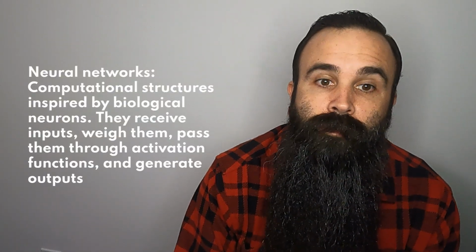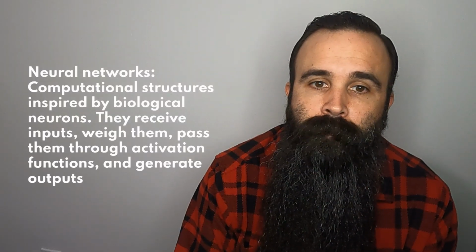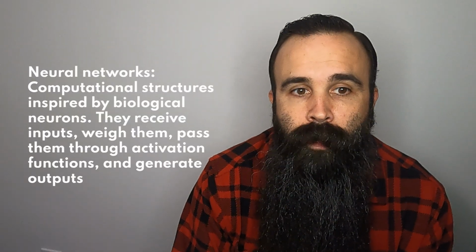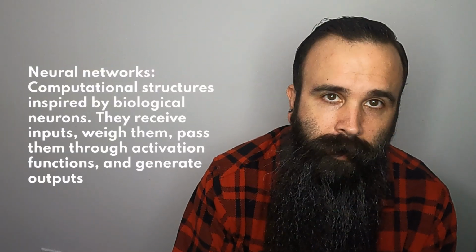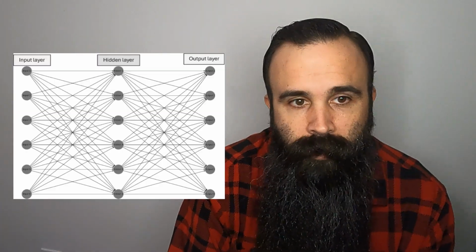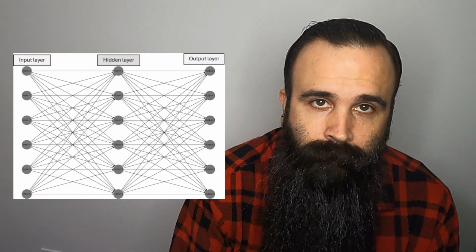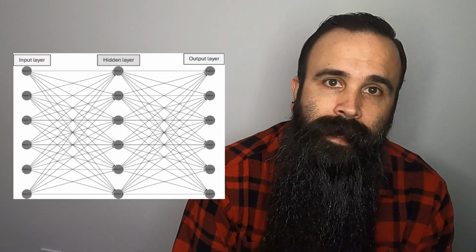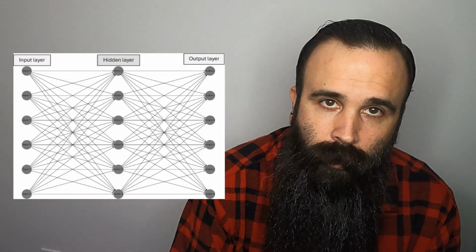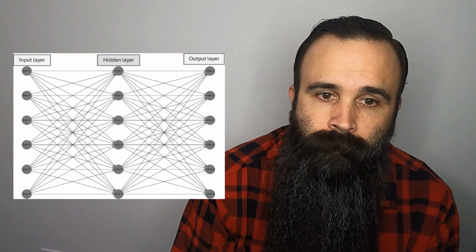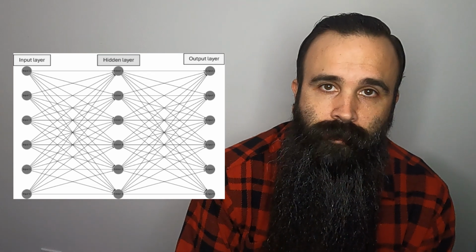Now, PMI explains that deep learning relies on neural networks, which are computational structures inspired by biological neurons. They receive inputs, weigh them, pass them through activation functions, and generate outputs. With these network layers, we have the input layer, which receives raw data, the hidden layers, which progressively transform inputs, and the output layer, which produces predictions or classifications. This is the architecture behind facial recognition, audio transcription, predictive analytics, and generative language models.